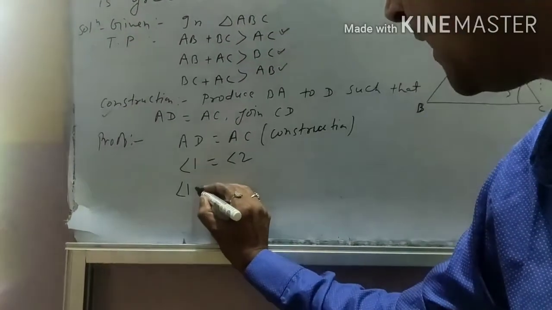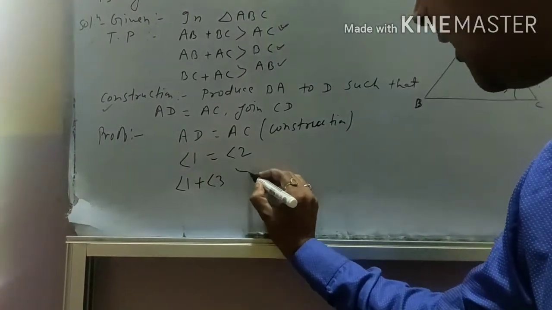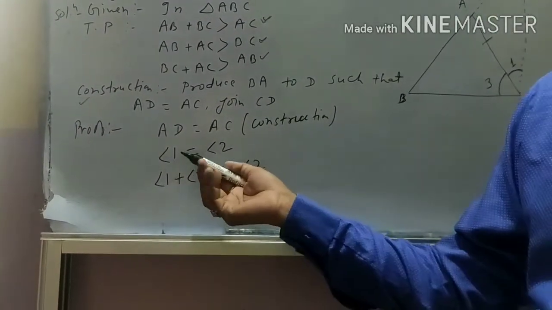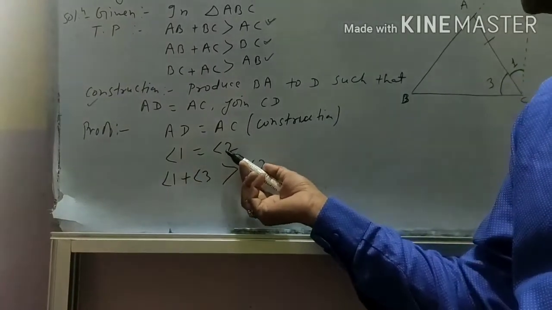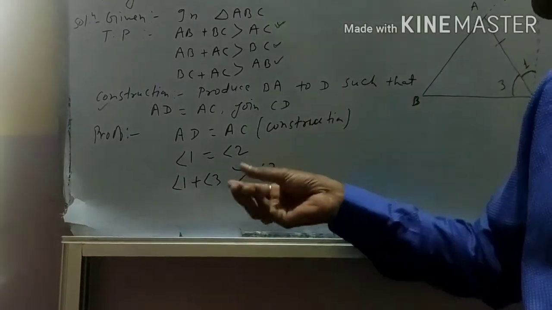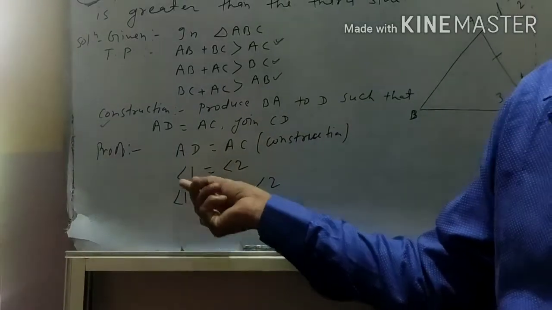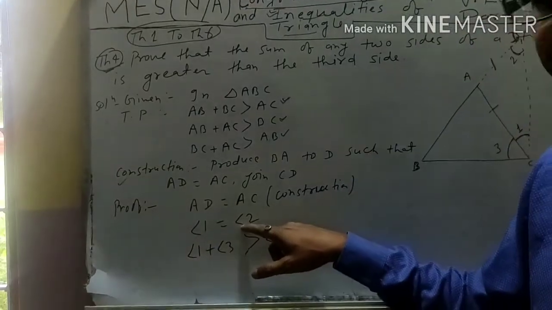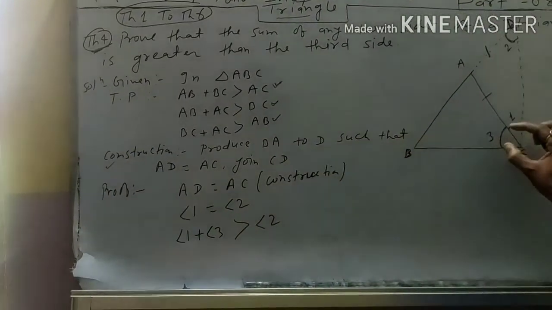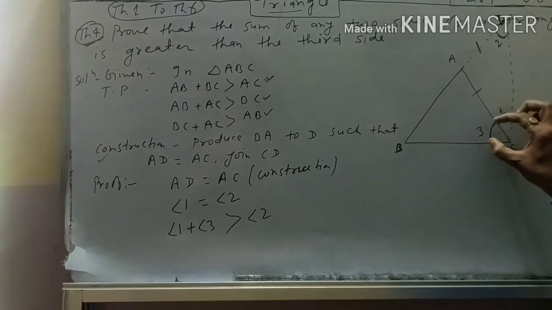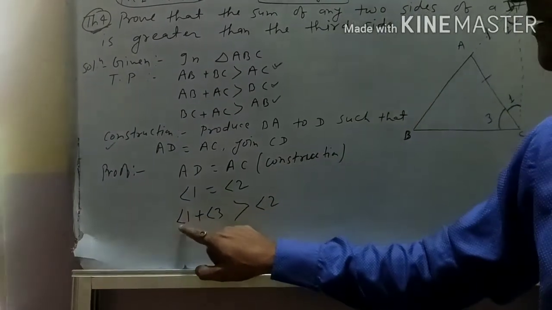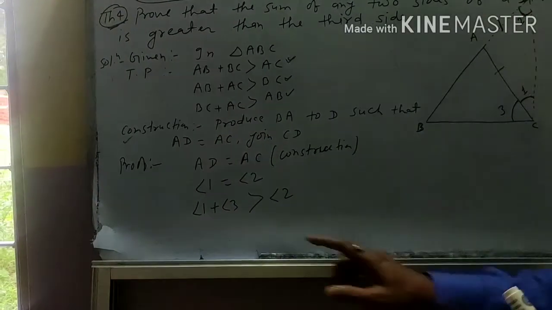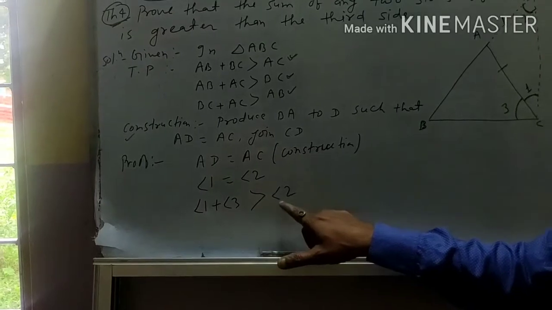Is angle 1 plus angle 3 always greater than angle 2? Yes or no? This is the general thing, students. If one thing is equal to another thing, and some value is added to one thing, obviously that one is greater than the other. So here angle 1 is equal to angle 2, and suppose angle 3 has some value. If angle 3 is added, that means angle 1 plus angle 3 is always greater than angle 2.